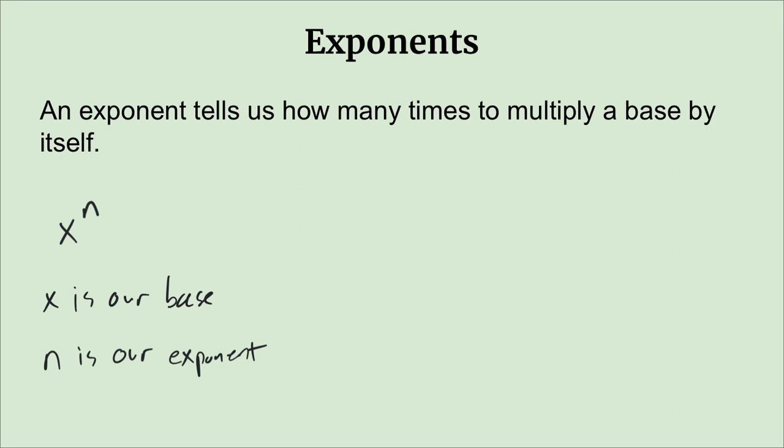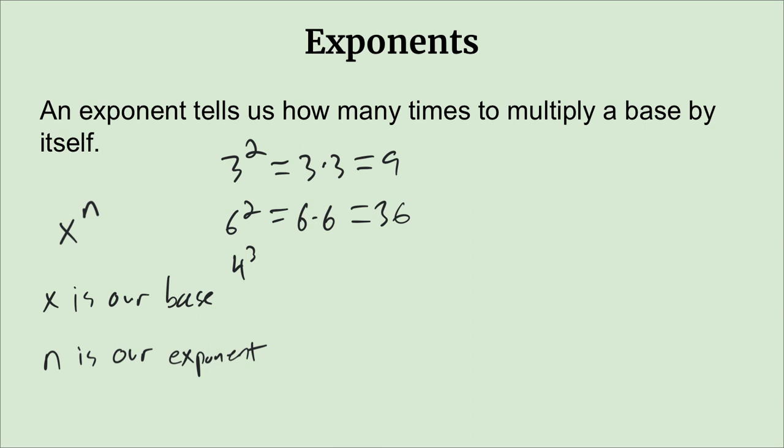If you have 3 squared, or 3 to the second power, that's saying multiply 3 by itself 2 times, and you'd get that. 6 squared, or 6 to the second power, is 6 times 6, which is 36. If we had 4 cubed, so the 3 up there, 4 to the third power, that means you multiply 4 by itself 3 times, and you would get 64. So the exponent just tells you how many times to multiply its base by that number.